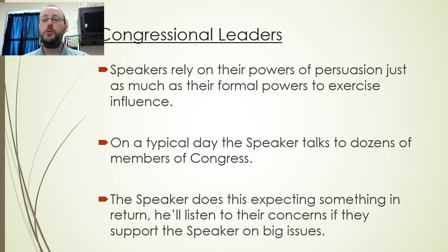Speakers rely on their power of persuasion just as much as their formal powers to exercise influence. On a typical day, the Speaker talks to dozens of members of Congress. She'll have a lunch meeting and a breakfast meeting and a supper meeting and then an afternoon meeting and a late morning meeting. And so she'll meet with people throughout the day talking to different members of Congress. The Speaker does this expecting something in return.